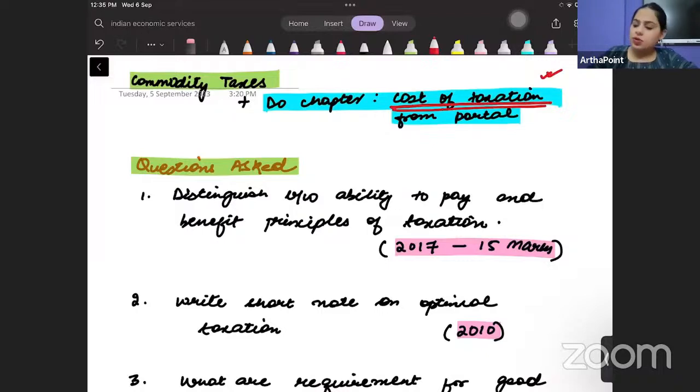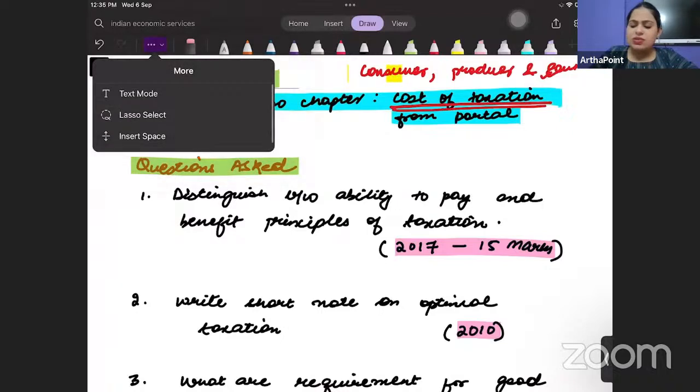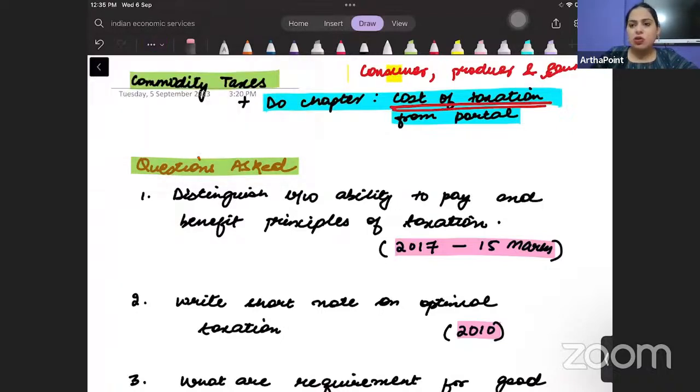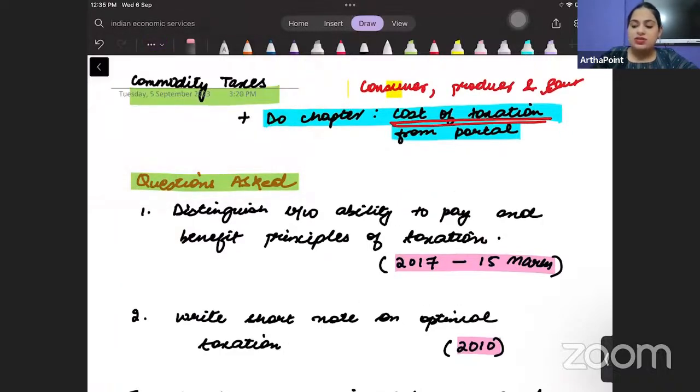There is another chapter called Consumer, Producer, and Government. You have to do that chapter also. These two chapters are going to help you understand what is optimal taxation. For every part where we talk about deadweight loss, demand, and supply, these two chapters are going to act as the basic chapters, right? So I want you to please do these two chapters also before you start with me.